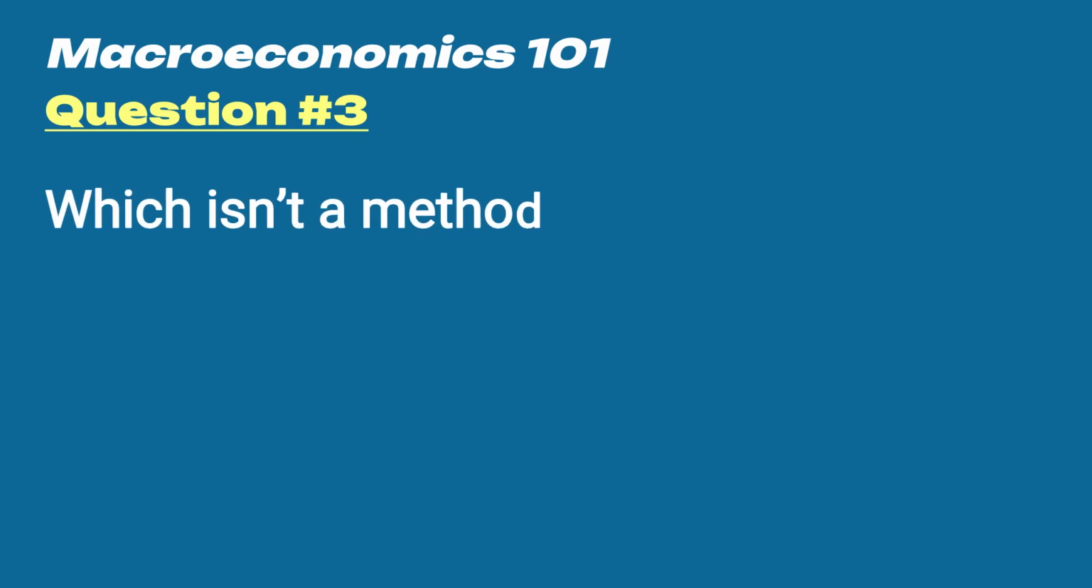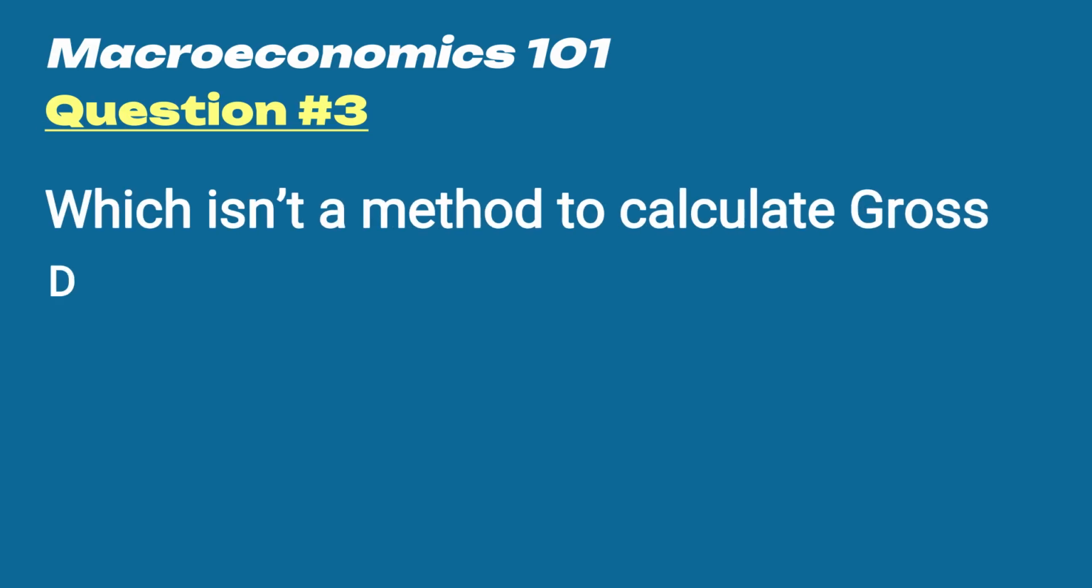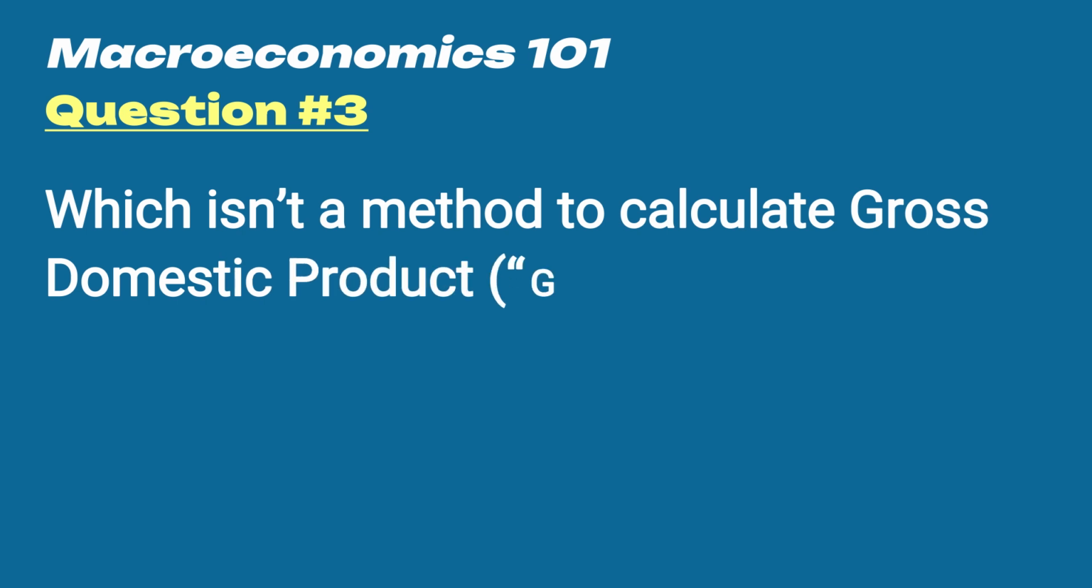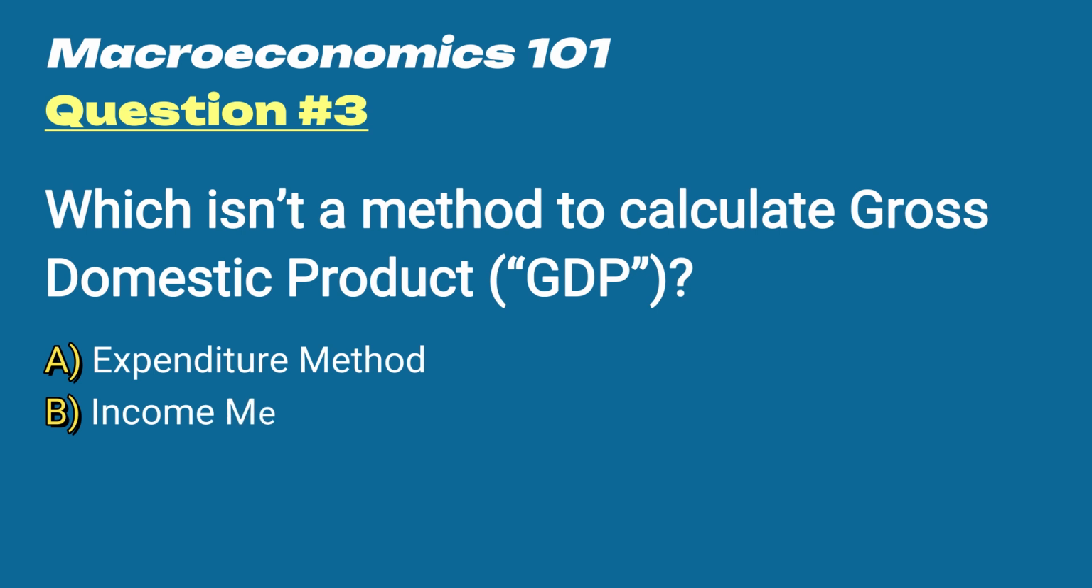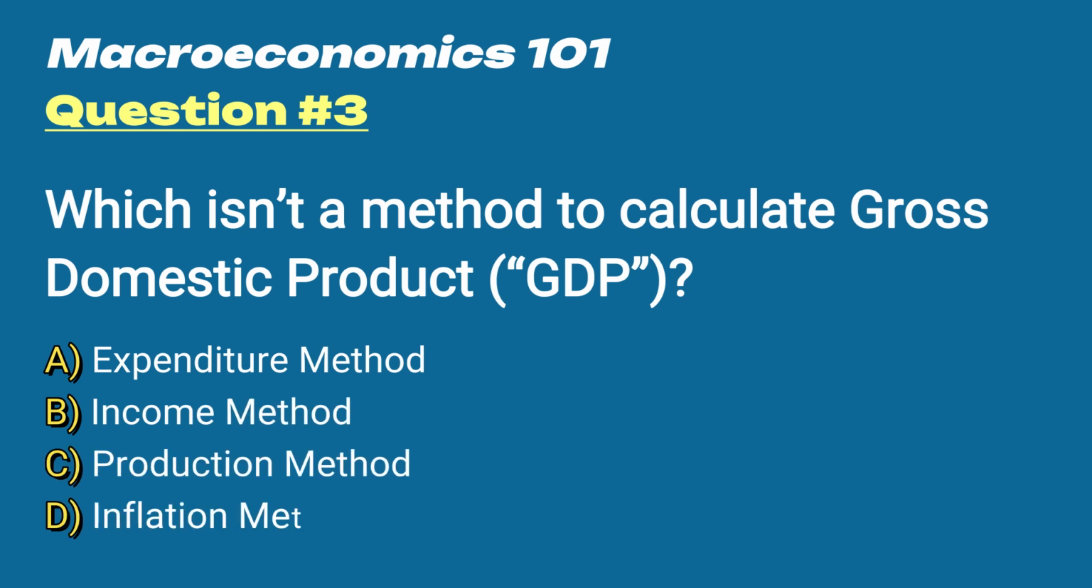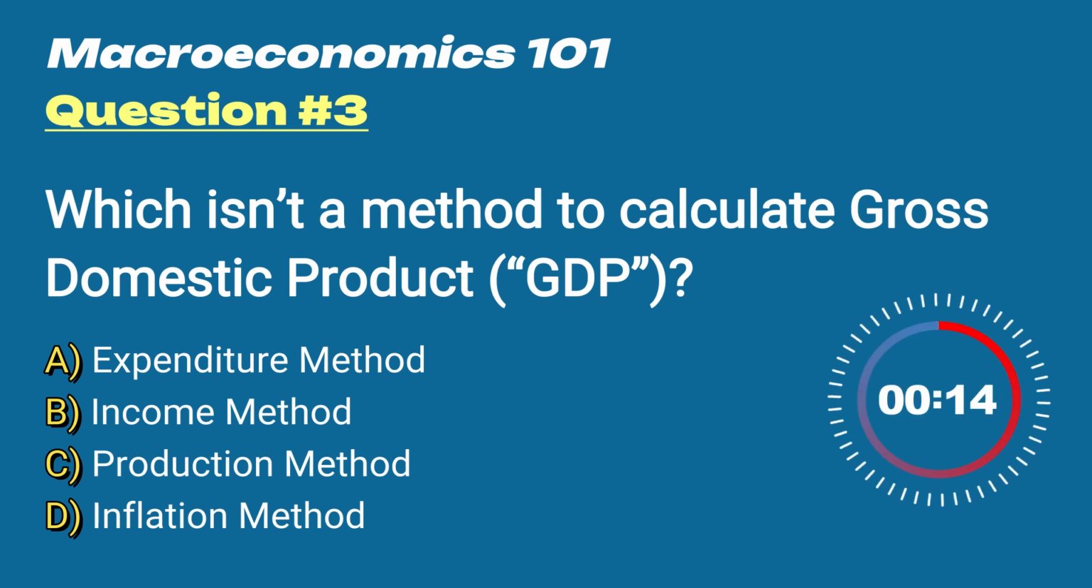Question number 3. Which isn't a method to calculate gross domestic product? A, expenditure method. B, income method. C, production method. D, inflation method.